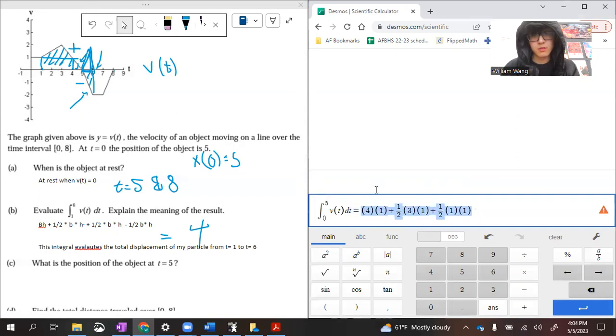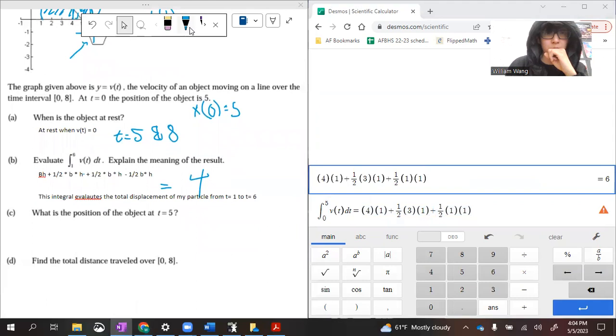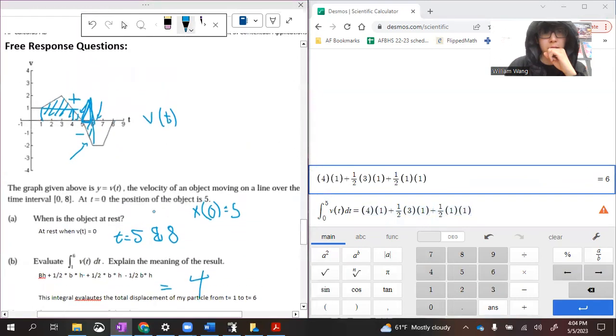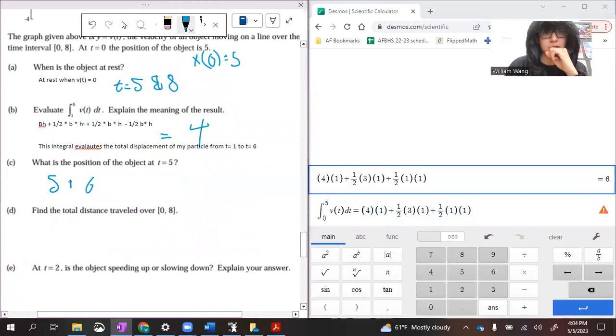All right, so what does that equal to? Let me write that here. All right, so the position of the object would be 6. However, remember the initial position of the object is 5. So it's actually 5 plus 6.